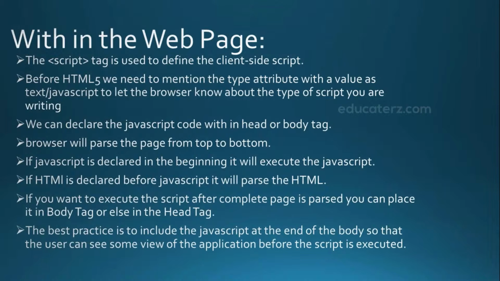Before HTML5, we need to mention the type attribute with the value as text/javascript to let the browser know about the type of script we are using. Like we have JavaScript, VBScript, etc. The browser should be able to understand what kind of script you are using. To let the browser know, we need to specify this type attribute. But from HTML5 onwards, we no need to specify this type attribute, as the browser will take care of it itself.